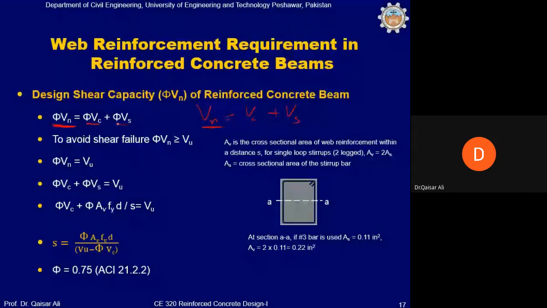We know that to avoid shear failure, φVn must be greater than or equal to Vu. At least φVn shall be equal to Vu. So then φVc plus φVs should be equal to Vu, because this is φVn. And we have just recently calculated φVs. So φVs will be equal to φAvfyd divided by s, equal to Vu. And from this we want to calculate the spacing of the stirrups, s.